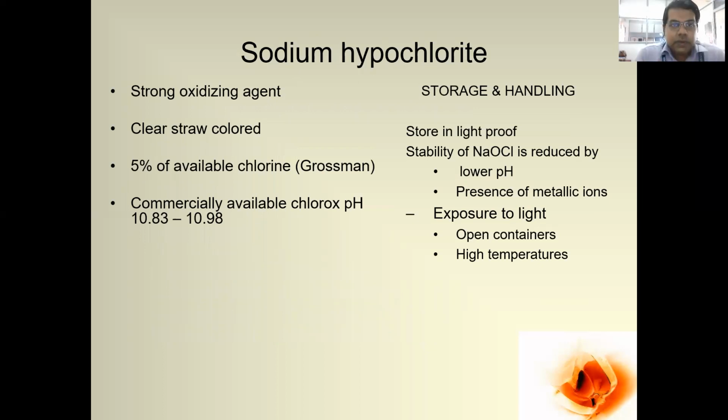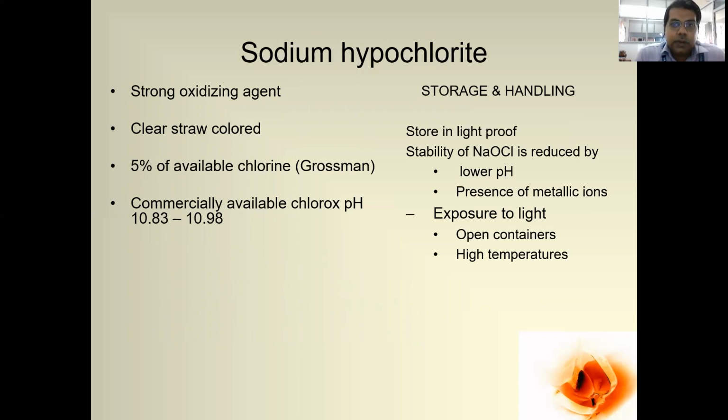Moving on to the next one, sodium hypochlorite. Sodium hypochlorite is the most commonly used intracanal irrigant. It's a strong oxidizing agent, a clear straw colored liquid, available as 5% chlorine. It's commercially available as Clorox with a pH of 10.38 to 10.9. It should be stored in a lightproof container.